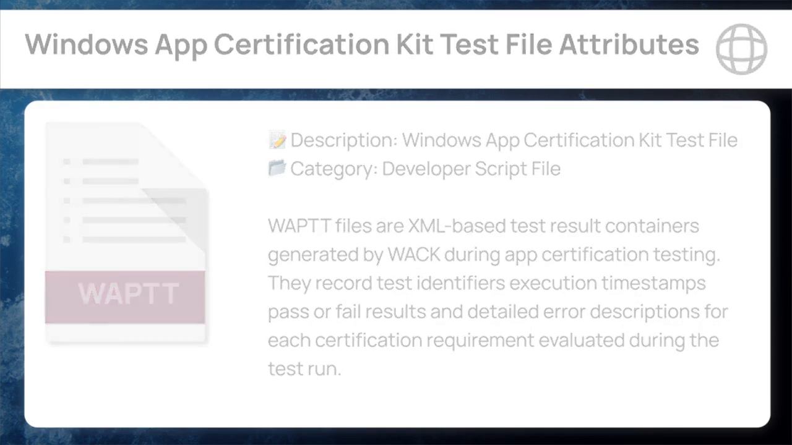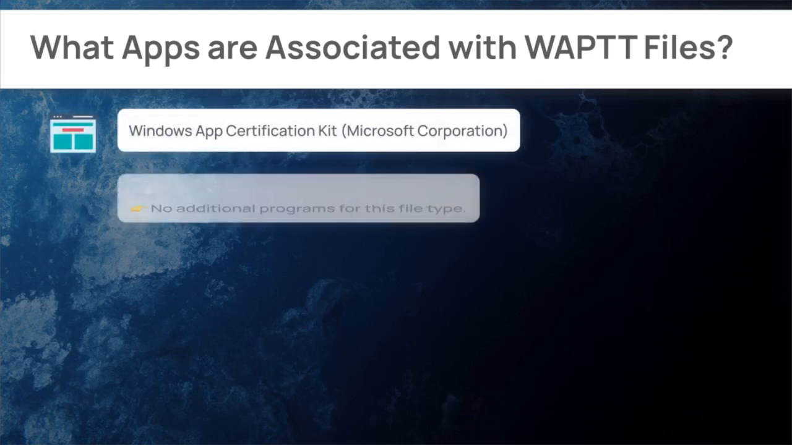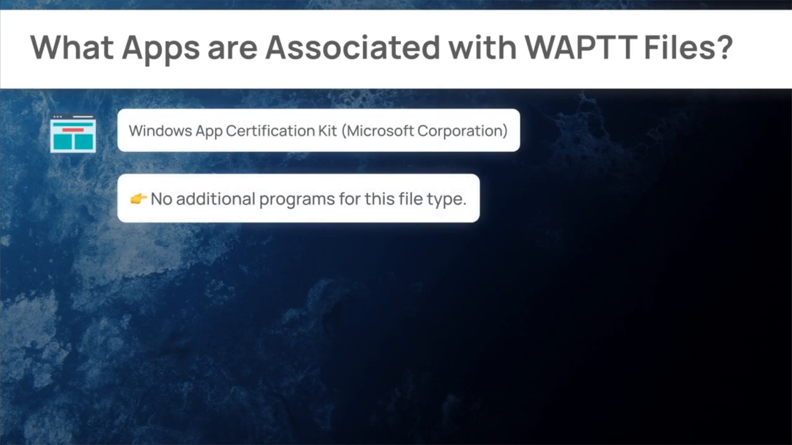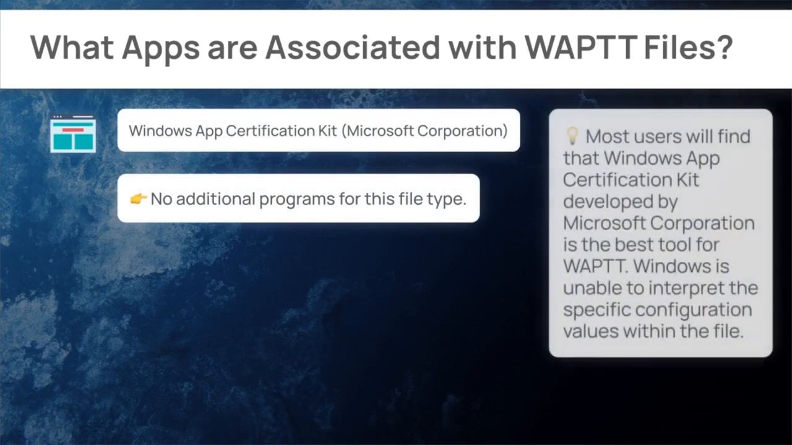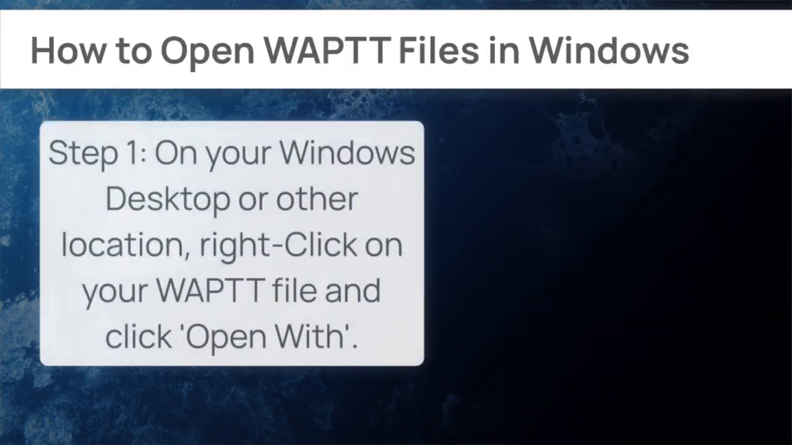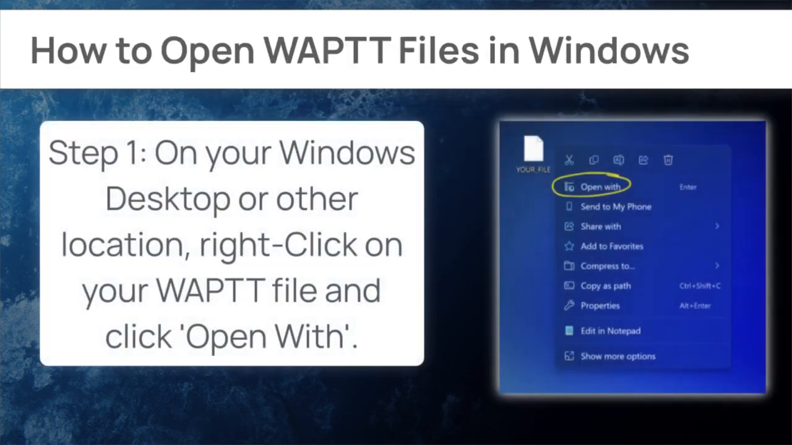the test run. The WAPTT extension has a direct link to the Windows App Certification Kit application by Microsoft Corporation. Windows provides a generic icon, but lacks a specific viewer for this format. Windows displays the code, but proper handling requires a trusted scripting environment. Let's find the specific program that recognizes the file signature.